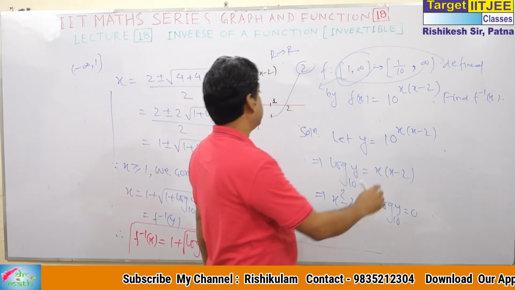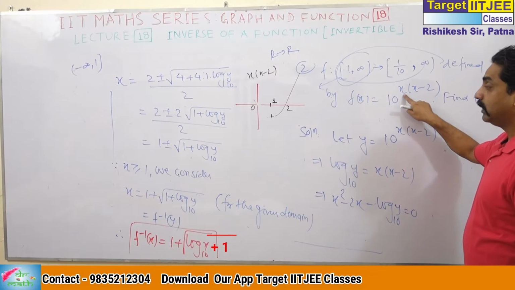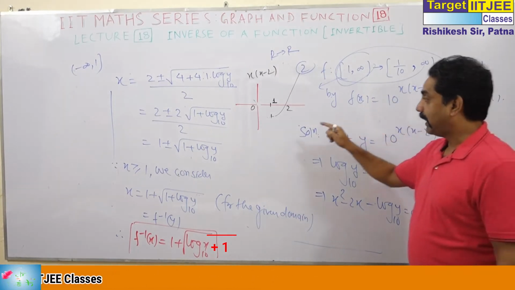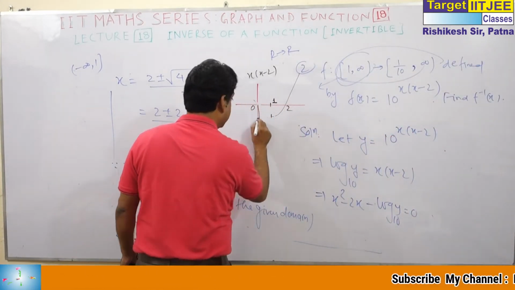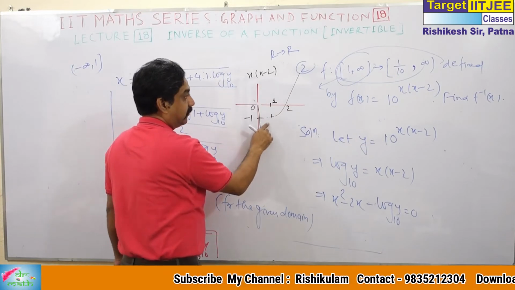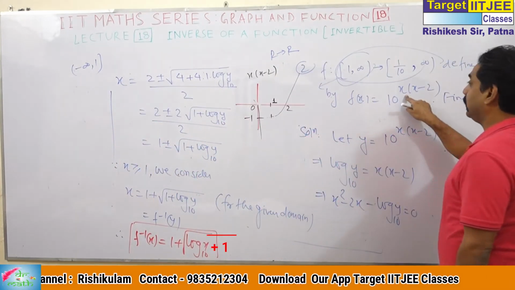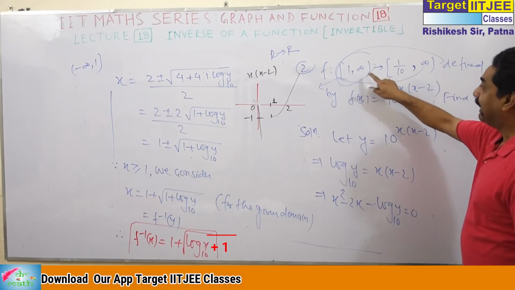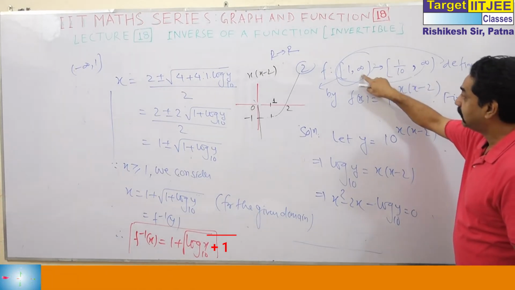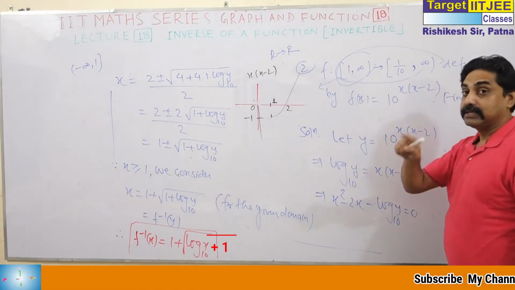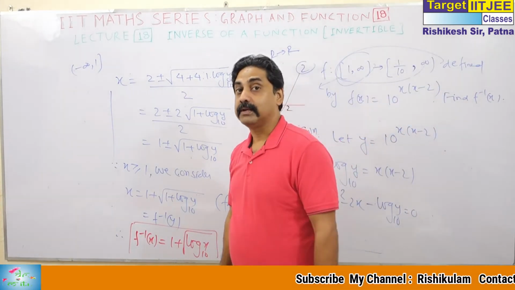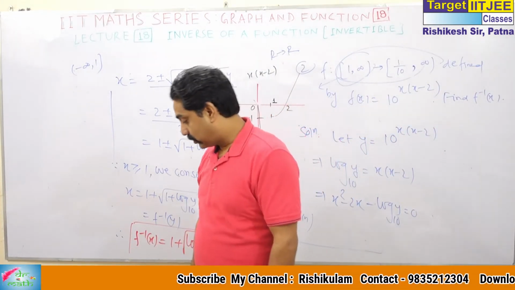And what is the value at x is equal to 1? This is at x is equal to 1, this is minus 1. But what is its value? 10 to the power minus 1 is what? 1 by 10. So I have adjusted this data such that it must be one-one onto function. Otherwise the inverse does not exist.